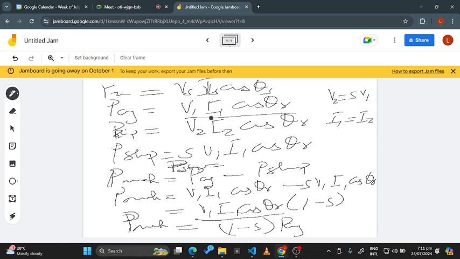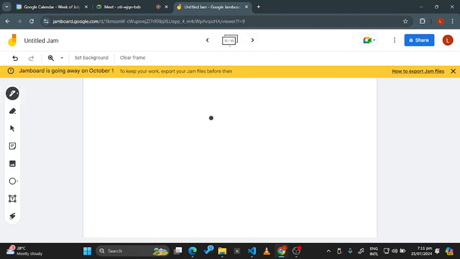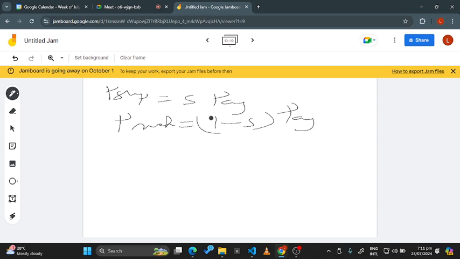The slip power is equal to what? Remember, whatever we have is the air gap power. So S is what? The air gap power. So now we know that slip is equal to S times the air gap power. We know the mechanical power is equal to (1 minus S) times the air gap power. So if you know the air gap power, we can find the mechanical power. Is that okay?